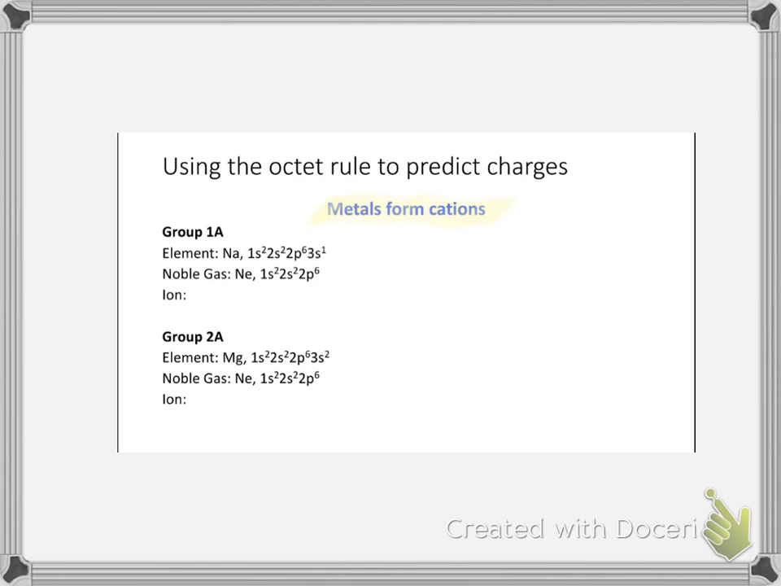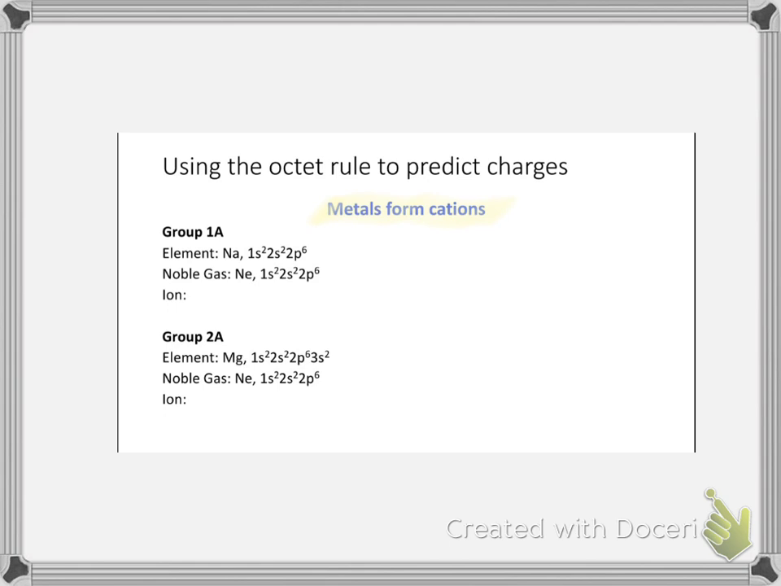Let's do it again. So I'm taking 3s1 and I'm going to remove the 3s1. So I'm losing that valence electron. And so now when you compare the sodium electron configuration to the neon electron configuration, they're the same.